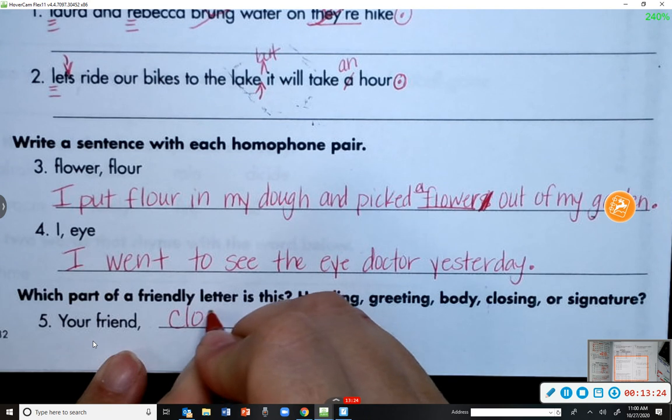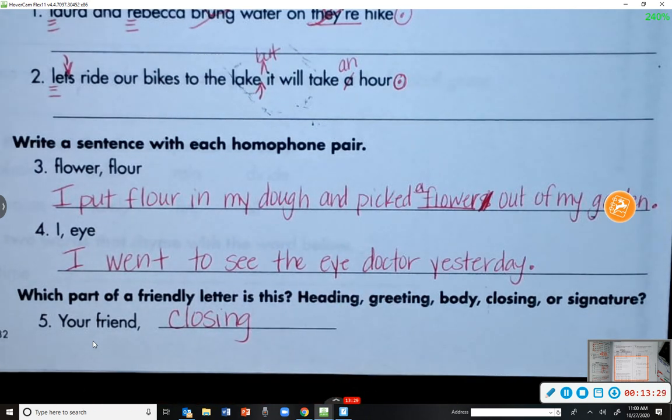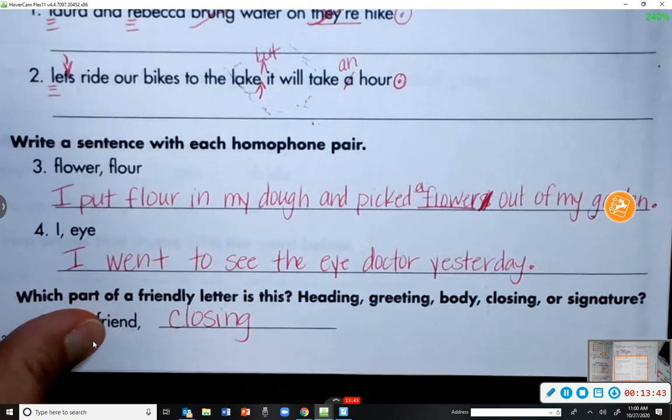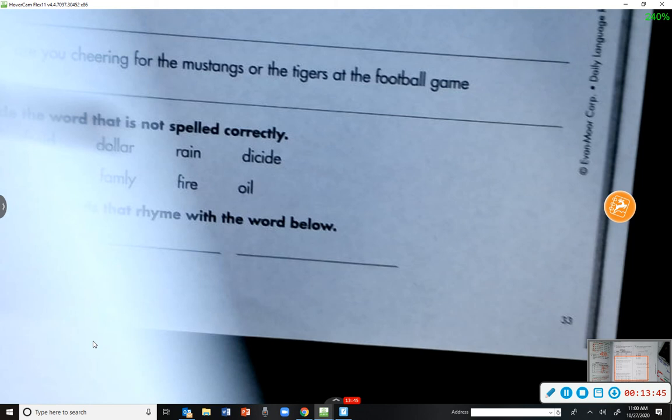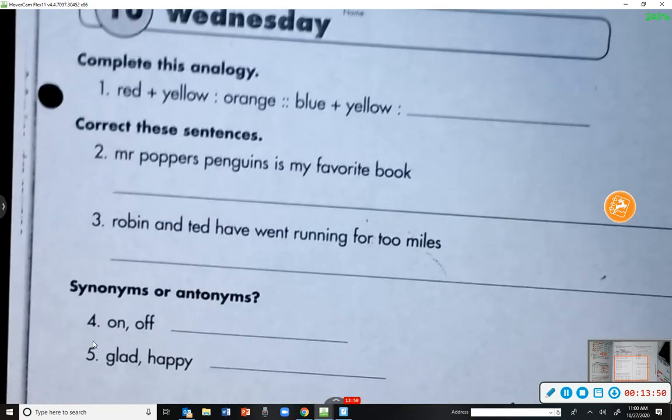Signature is where you sign it after your closing. Okay? The heading is at the top. The greeting is before you start writing the parts of your letter, and then the body is what you're talking about, and this is your closing. Okay? Now keep this in your work in progress. We will do the back side tomorrow or Wednesday and Thursday the rest of this week. Okay?